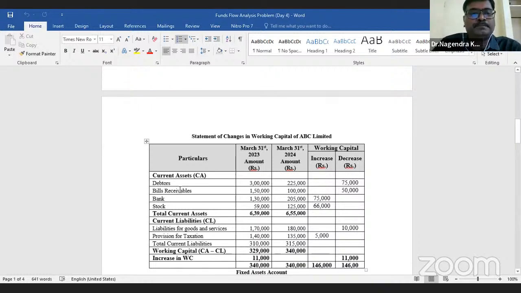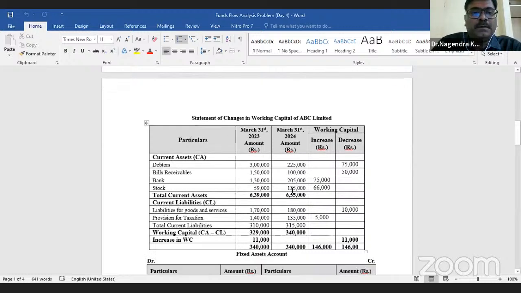So now, after identifying the differences between current assets and liabilities, we see debtors. Debtors has decreased and the bills receivable has decreased. We can see that bank balance has increased and the stock has increased. So this is about the current assets position.